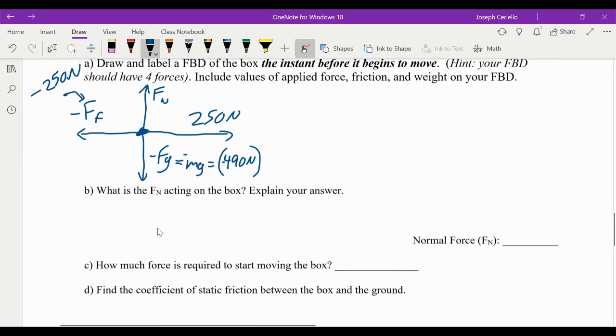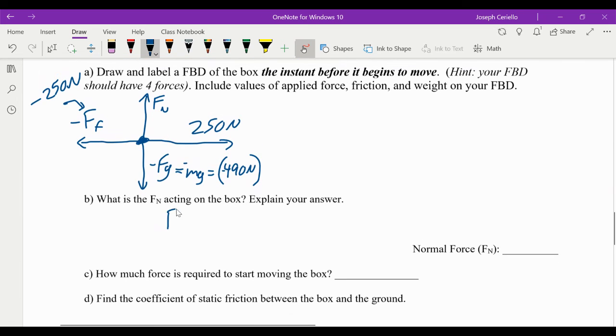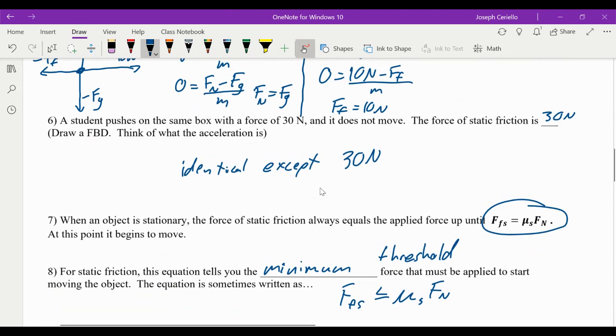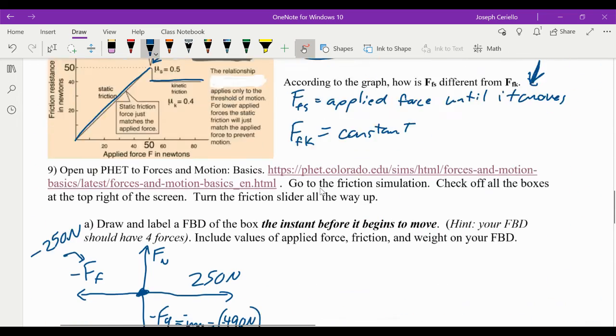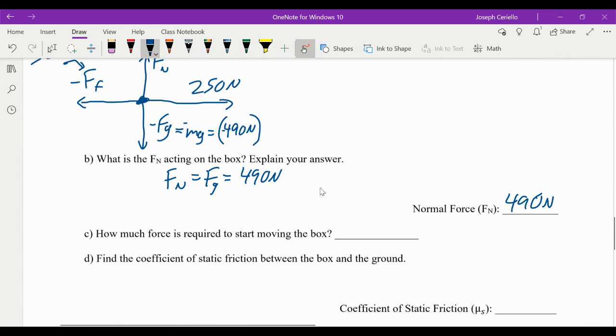So what's the normal force acting on the box? Explain your answer. The normal force here is equal to Fg, so it's equal to 490 newtons. Why? A few reasons. You could do the whole math thing. We did it right in number 5 to show that normal force is equal to Fg. Or you just say to yourself, is this a flat surface? Yes. Is there another force acting in the y direction besides normal force and gravity? No. Is it accelerating up or down? No. So we know it's equal.